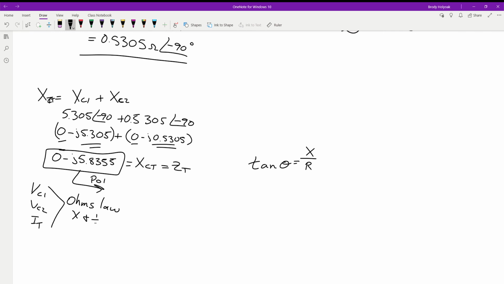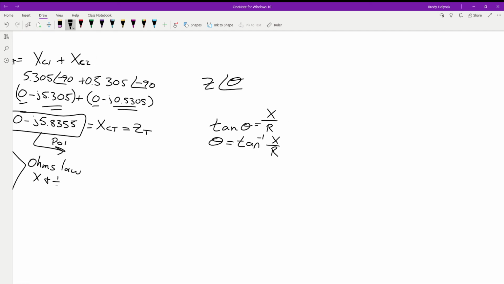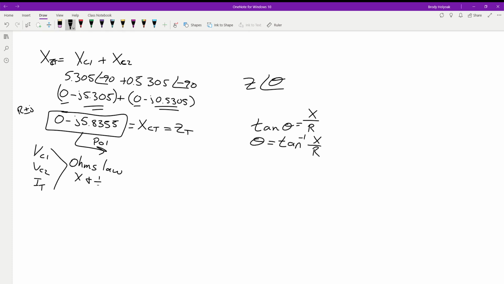Are they the same though? What's our real value? Yes, in that case, x over z would be the same. So we need to find this value. We take the arctangent of both sides. That'll eliminate the tangent on the one side with our theta. We take the arctangent on the other side of our x over r. That's going to give us our theta. 0. Real, imaginary. So we have real plus or minus jx.